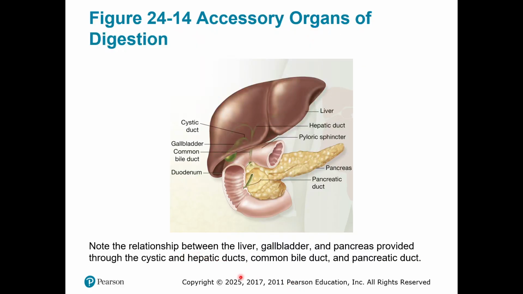Here they want you to note the relationship between the liver, gallbladder, and pancreas. So here we have the liver. Just underneath the liver, and you usually have to lift the liver up to be able to see it, is the gallbladder. And then look right here, the pancreas is right here. So it's easy for the liver to send out the bile to be stored right there in the gallbladder.